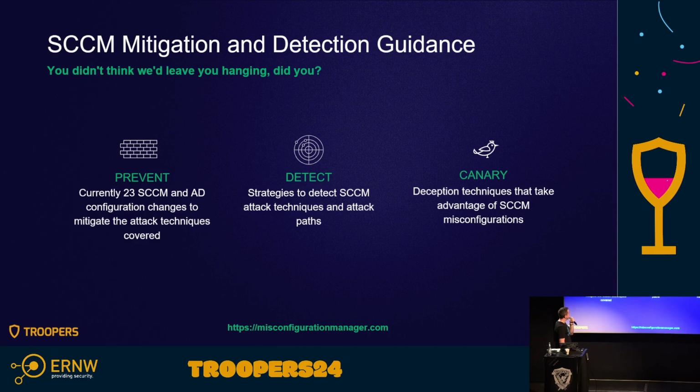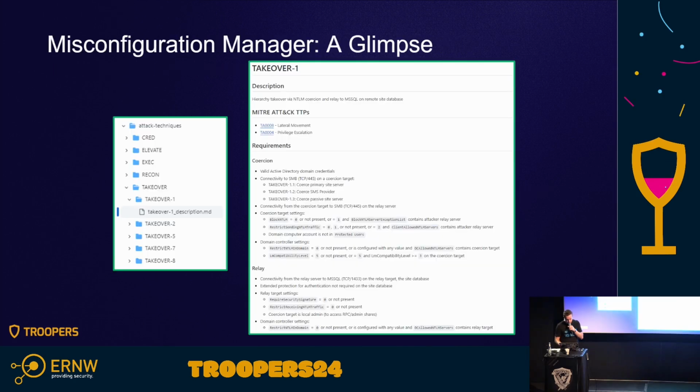For the defensive techniques, we have prevent category, detect, and canary. So each of the offensive techniques correlates to one or more of each of these, except for canary, and vice versa. So both attack techniques and defensive techniques kind of tie into one another in the repo. Going to quickly show you kind of what it looks like, how it's organized on the left.